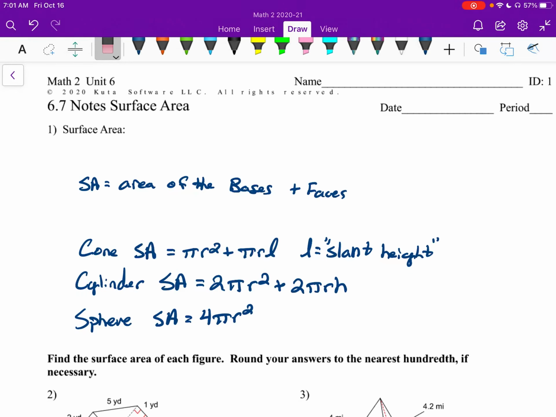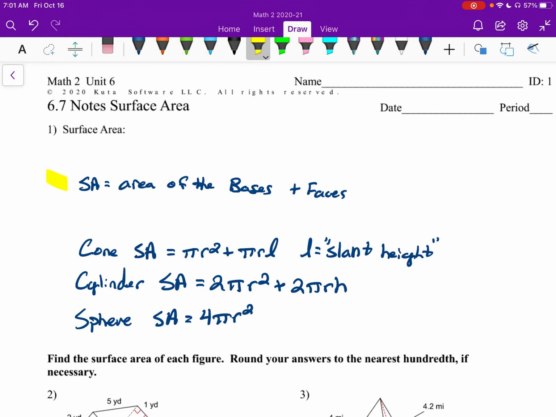All right, Math 2, Unit 6, surface area. So I've already got some things written here. Surface area, I'm looking right here, is the area of the bases plus the area of the faces. So all we do with surface area is we look at each side of the shape and find the area and we add it up.